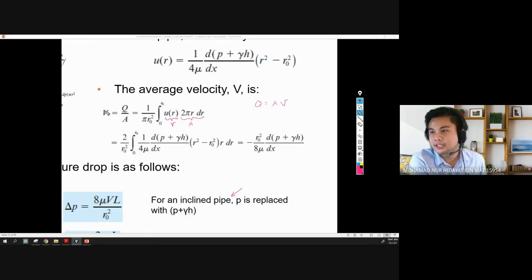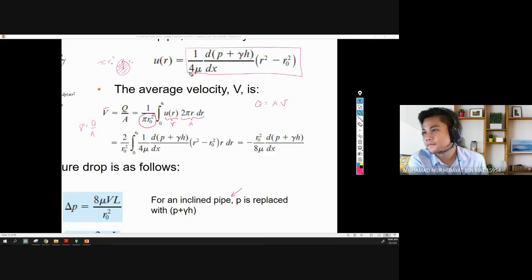And in order to get the average velocity, U over area. So area here is pi r squared, cross-sectional area. So this one is the R naught. So pi r squared naught, you can see here. And then this VA is velocity here. You substitute in this equation, lead to this equation. Okay? 2 pi r dr. Okay? Area.